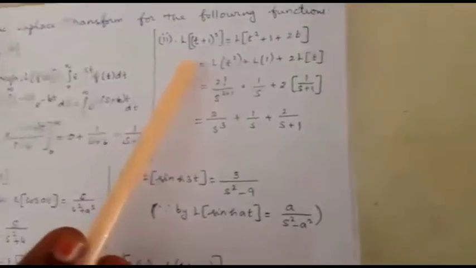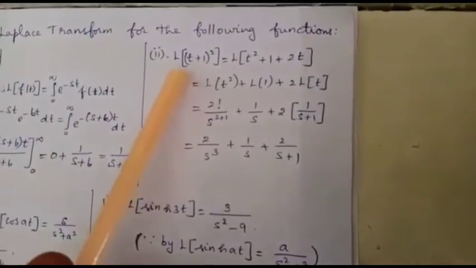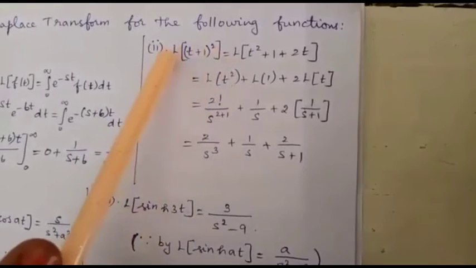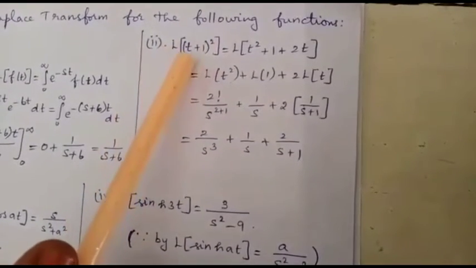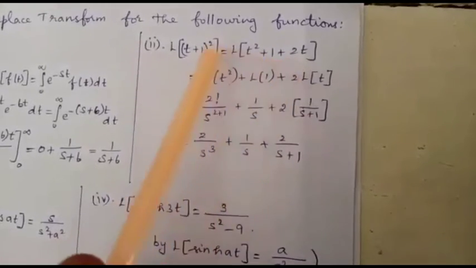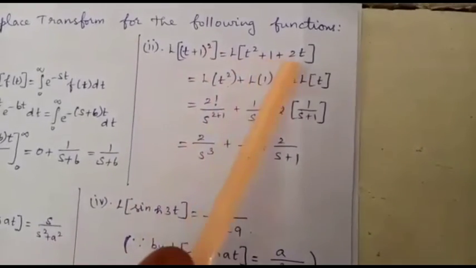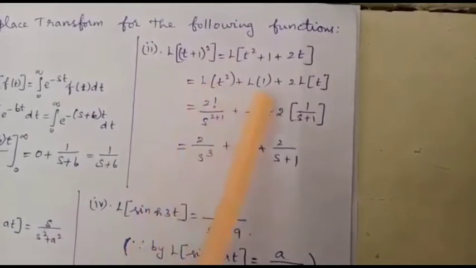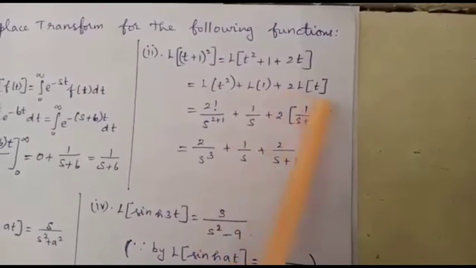Then the second problem: you have to find the Laplace transform for the function t plus 1 the whole square. Now you have to expand this t plus 1 the whole square in the form of a plus b the whole square. So that is t square plus 1 plus 2t. Now you have to split the Laplace transform. That is L of t square plus L of 1 plus 2 into L of t.